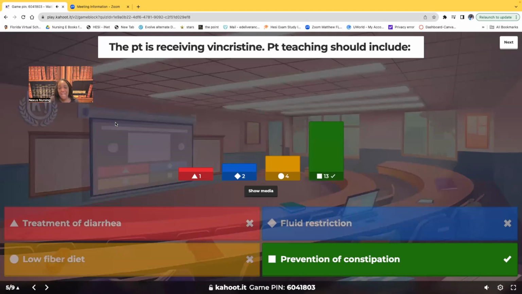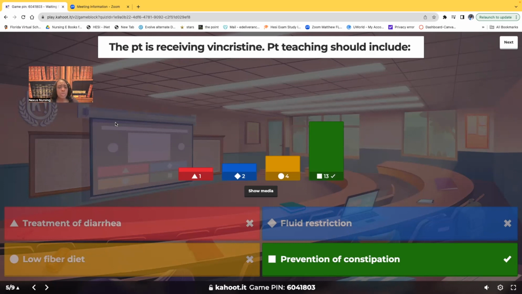Very good. Most of you guys got it correct. You're going to teach the patient about constipation. With this medication, patients tend to have constipation, headache, generalized malaise, fatigue, muscle ache.